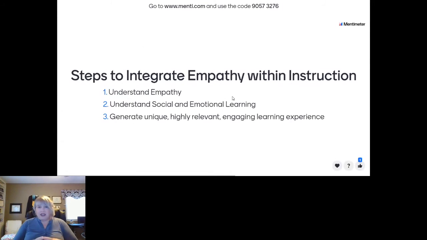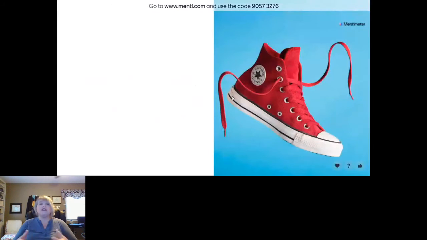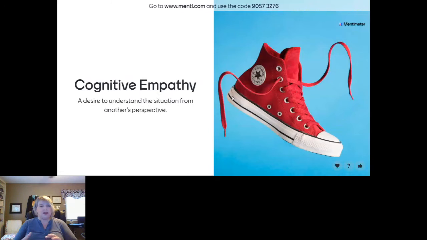Generate unique, highly relevant, engaging learning experiences. So we need to know what empathy is, what type of empathy. We need to understand SEL, and we need to then take that information and generate relevancy for our students so that they connect with the experience.